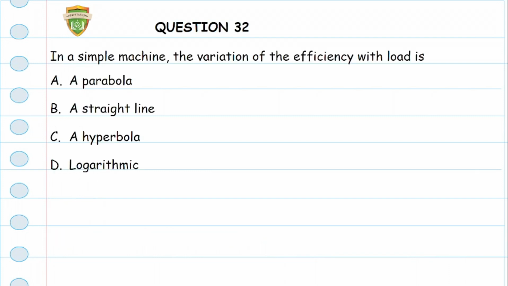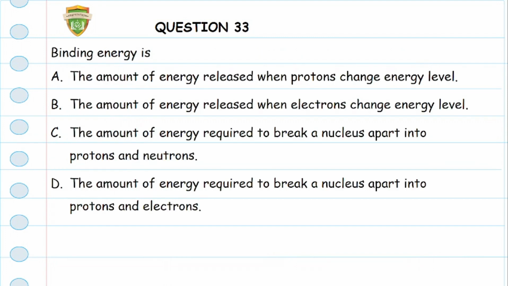Question 32. In a simple machine, the variation of efficiency with load is a parabola. The variation of efficiency with load is a parabola in a simple machine. That's option A.